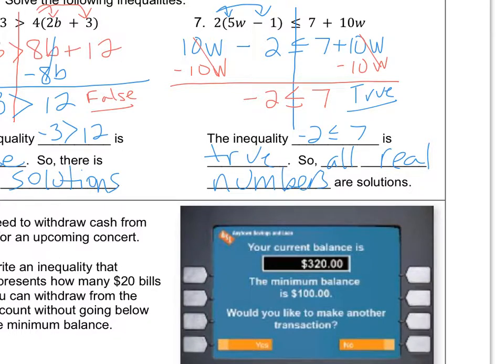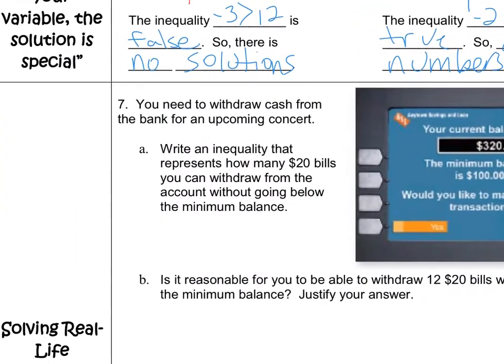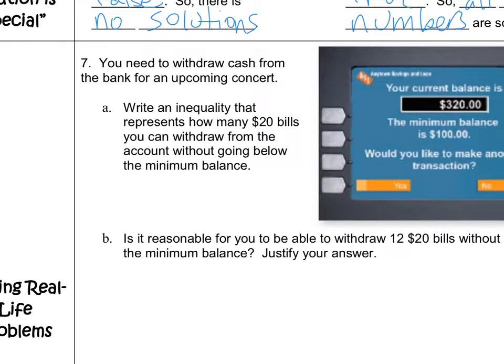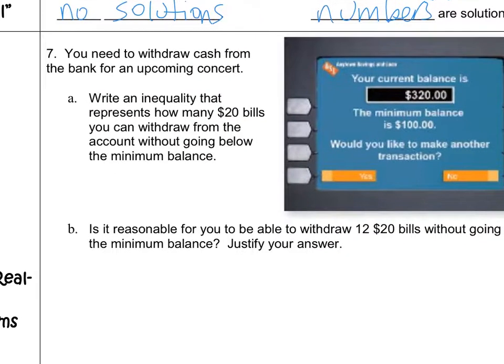So number 7 and 8 are solving real-life problems. So in order to solve these, we first need to take some time and read them. Over on the left-hand side where it says solving real-life problems, go ahead and write broccoli below that. That is a real-life problem. And then I want you to read all of number 7, including A and B, and look over the little picture. So pause your video and do that, and then come back and we'll discuss the strategies.